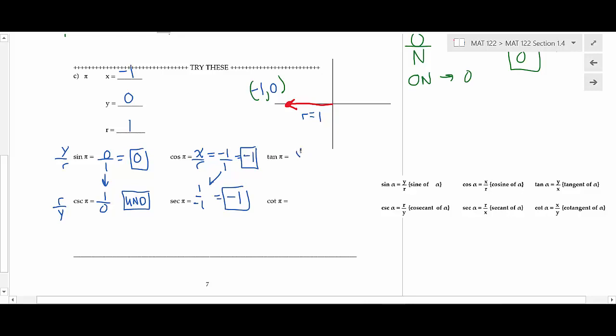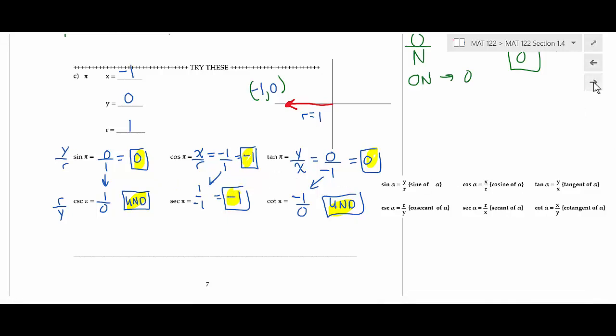Okay, the tangent's y over x, so y is 0, x is negative 1, so you should have got 0 for your answer there. The cotangent is the reciprocal of the tangent, so negative 1 over 0 should have given you undefined. Okay, so again, notice you have 2 zeros, 2 undefineds. Now this time you have 2 negative 1s. So you always get that. That's a good thing to notice on this.